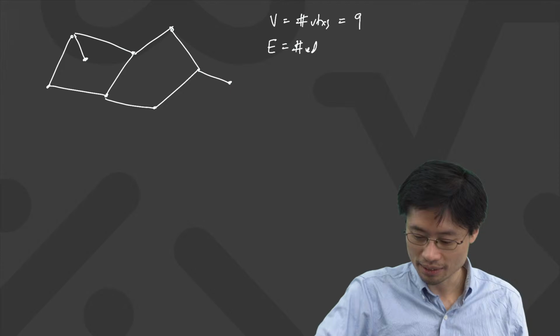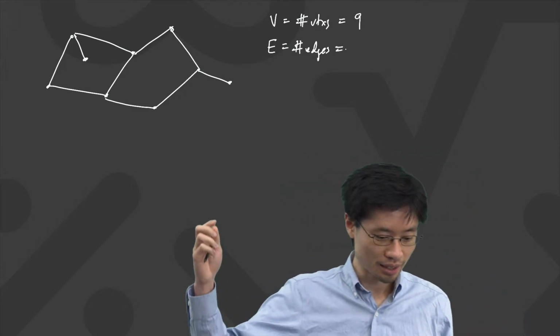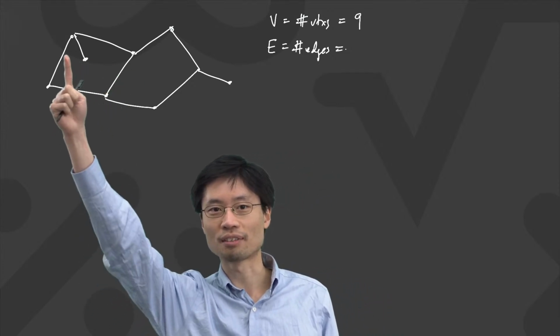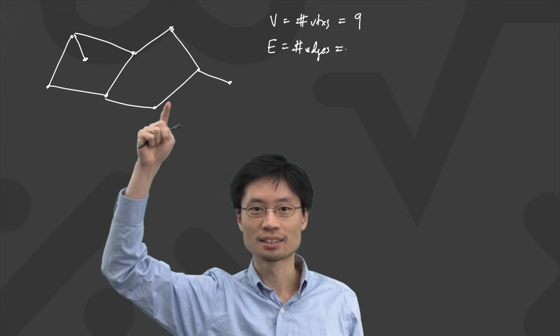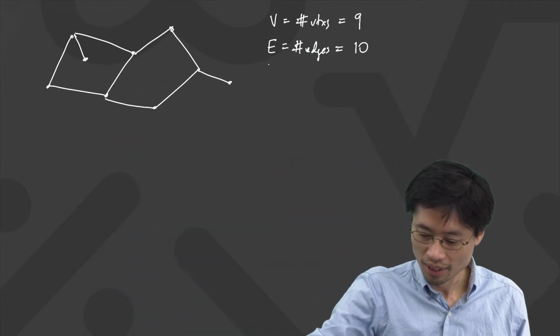Number of edges. And how many edges do I have? Let's see. So I could say this is like 4 for that parallelogram looking thing, 5 for that stub, 6, 7, 8, 9, 10. And then now we can say f is the number of faces.